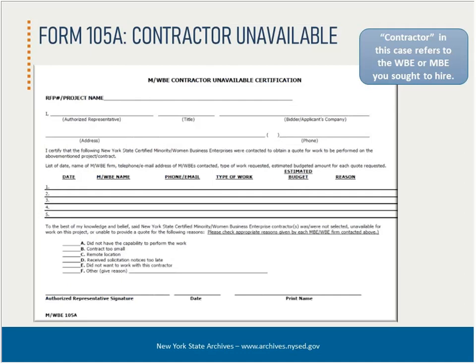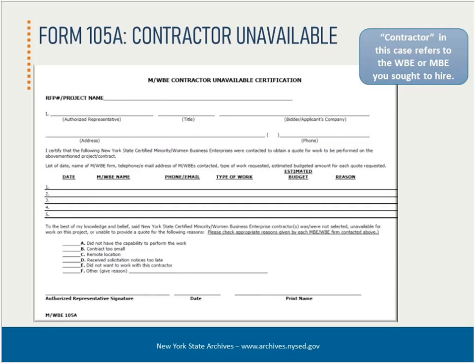Form 105 certifies that you made good faith efforts to obtain MWBE vendors. Form 105A documents who those vendors were and summarizes the reason for not choosing them. On this form, the term contractor refers to the MWBE vendors you sought to hire but were unable to. Your institution is the bidder or applicant. This form certifies that you contacted the vendors, so it requires a signature from your authorized representative.